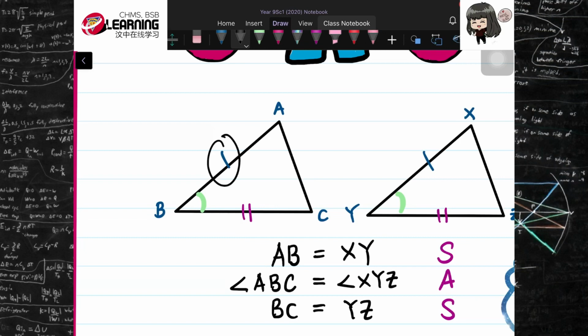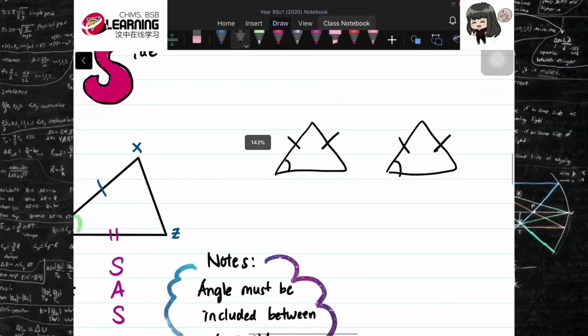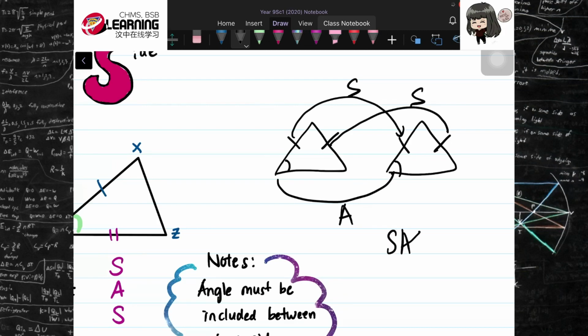If we have 2 triangles, let's say 2 triangles like this, if we are given this side here same and the other side here same, but the angles are here, these 2 corresponding angles are not between these 2 sides. Even though this side and this side are the same, this side and this side are the same, and this angle and this angle are the same, we cannot say that this is SAS, because the angle here is not included between two sides. It means that it's not in between, unless the angle given is here. So the angle is included between two sides here, so we can say that this is SAS.